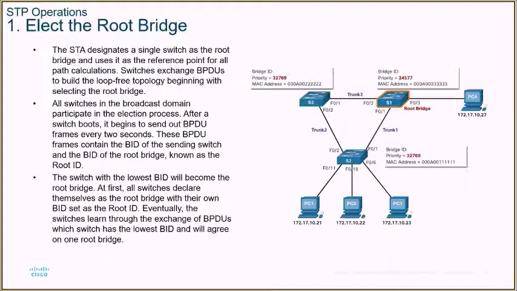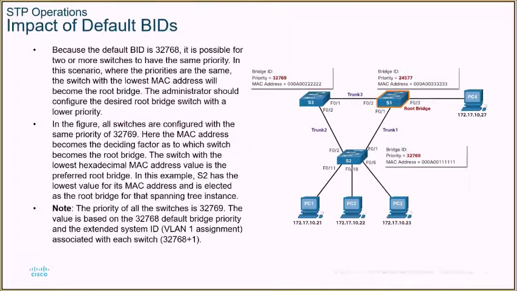At first, all switches declare themselves as the root bridge with their own BID set as the root ID. Eventually, of course, they will learn the bridge IDs of other switches, and in all instances except for one, they will learn that they are not the root bridge. And so they will all agree on who is the root bridge.